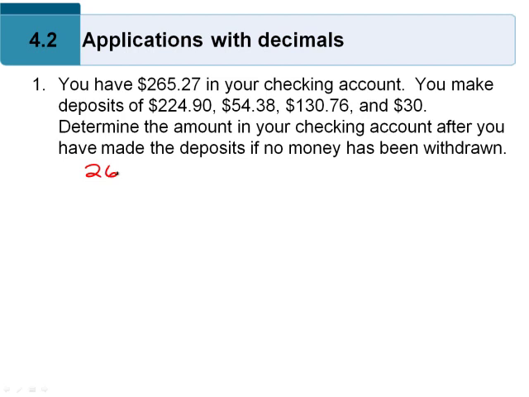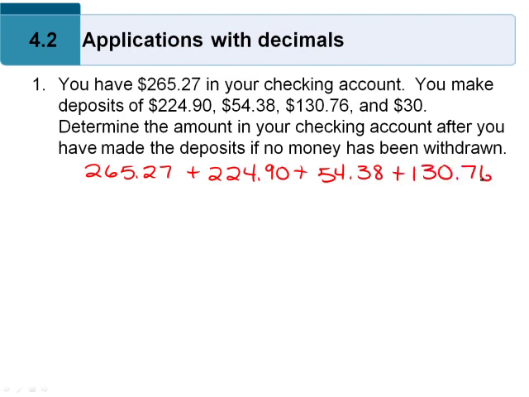So I'm going to take 265.27 and I'm going to add 224.90 and 54.38. And I'm going to run out of room, 130.76 and 30. And they're all positive, so you just, well, hopefully money's positive. That would be bad.